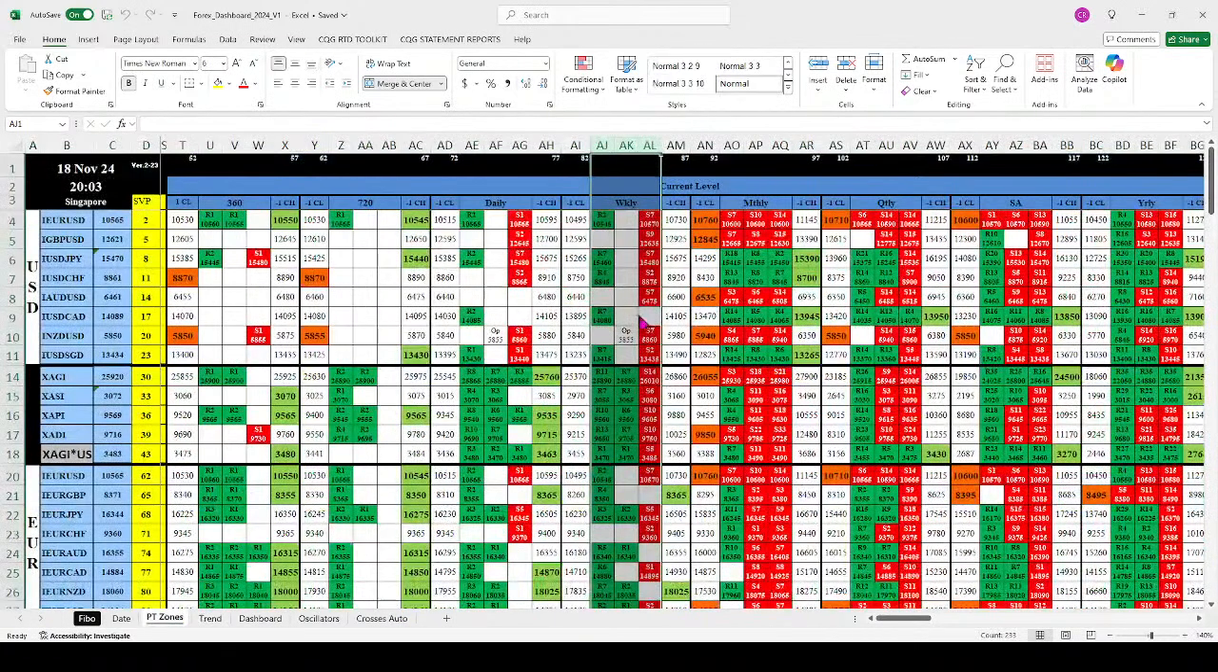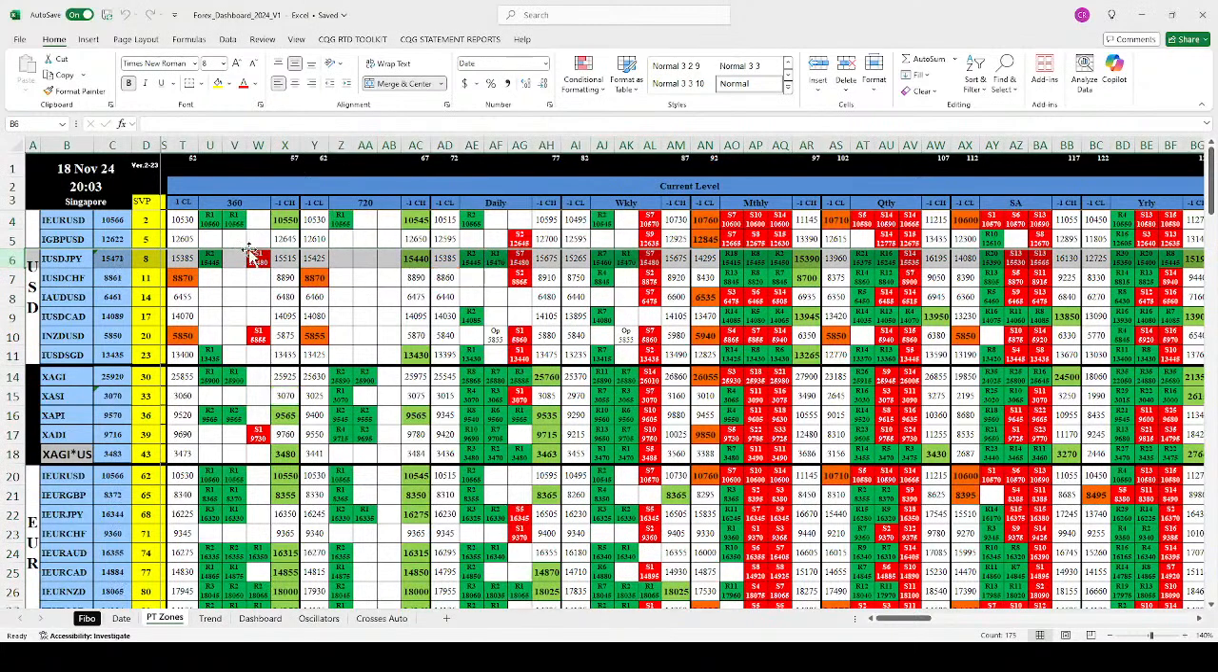Okay, now next we go into the PT zones. Remember we said that since your 360, 760 is going up, it should be limited. That means we expect the price to turn down. So when I expect the price to turn down, I don't expect the price to go beyond your 360 RR2 or 720 RL2, because I'm expecting the market to turn down.